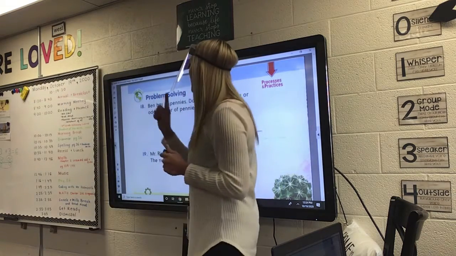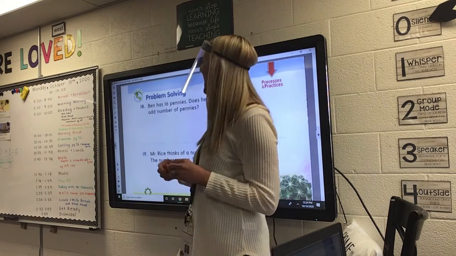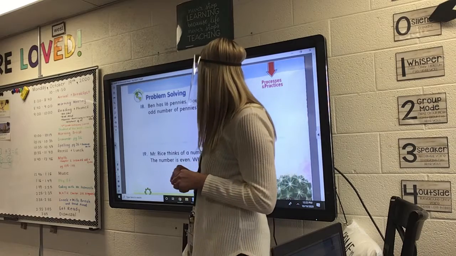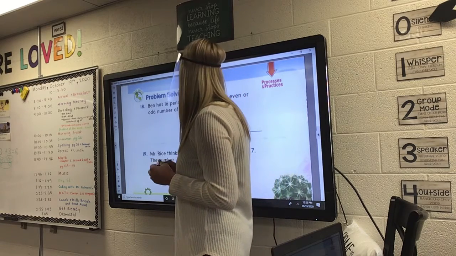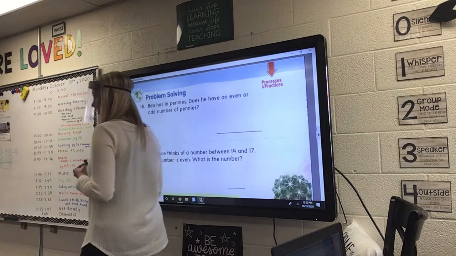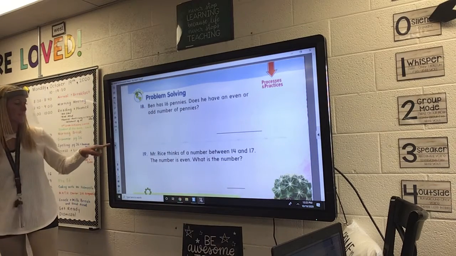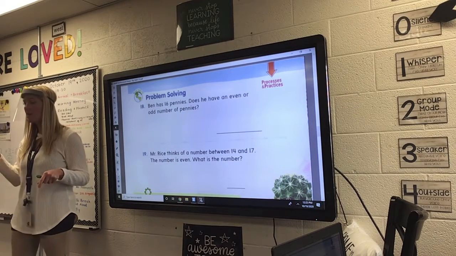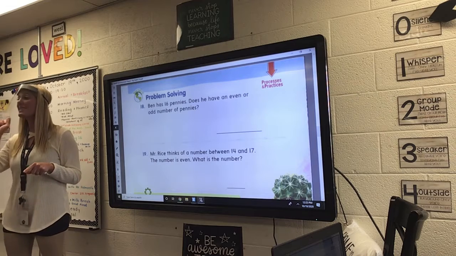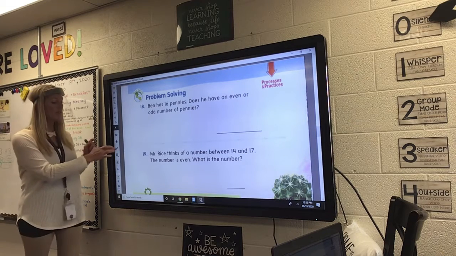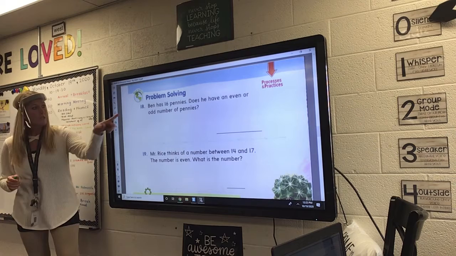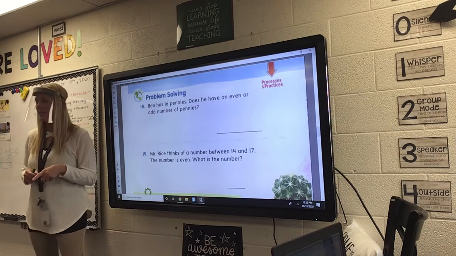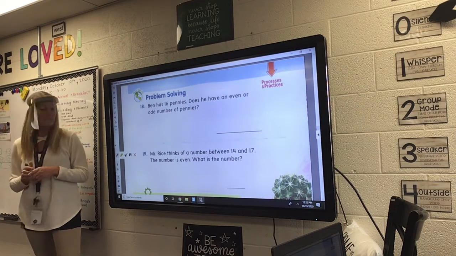Okay, number 18. Ben has 16 pennies. Does he have an even or odd number of pennies? So right now with your pencil, second graders, I want you to underline the number that is the back number or the number in the ones place. John, should Mrs. Murphy underline the 1 or the 6? 6. The 6, good job.